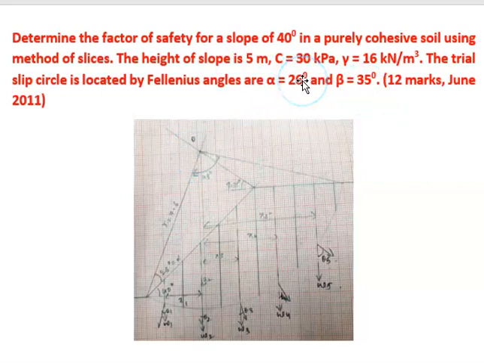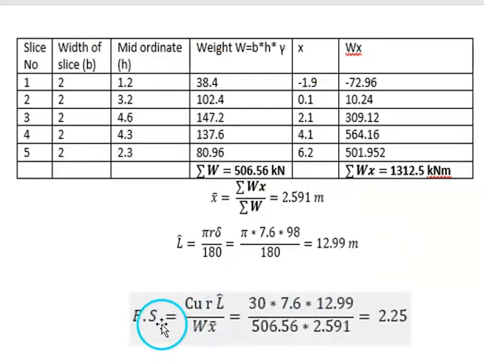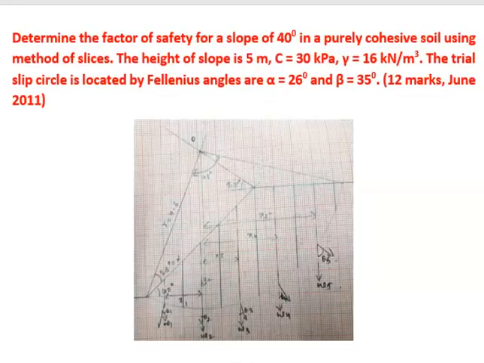And one more thing is, here it is mentioned that the soil is purely cohesive soil. So for purely cohesive soil, the equation for factor of safety is Cu into R into arc length divided by W into X bar. So Cu value is given, cohesion value is given, then arc length. So to find the arc length, we need the delta value. So that is not given. Then W value, X bar value are also not available. So we have to find all these values from the method of slices. So we have to use the method of slices here.